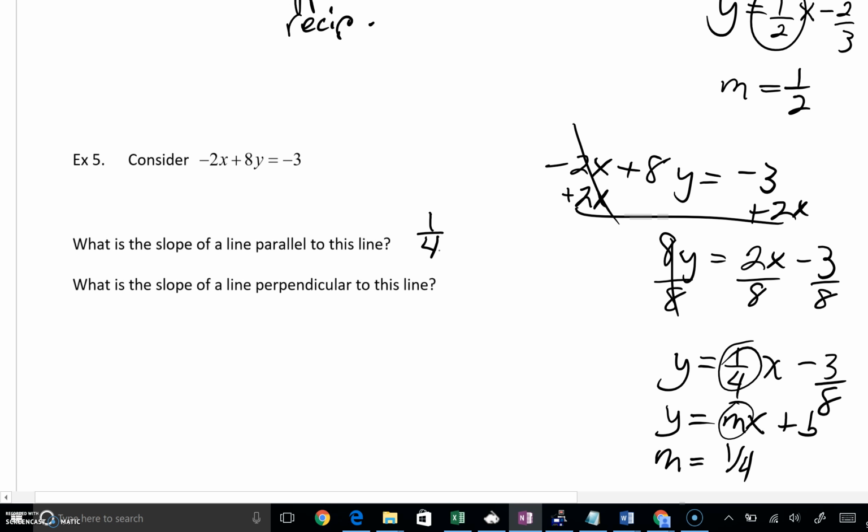How about the perpendicular line slope? What's that? -4 over 1, which you don't want to write it that way. You always have to reduce your fraction. It'd just be -4. So that's it.